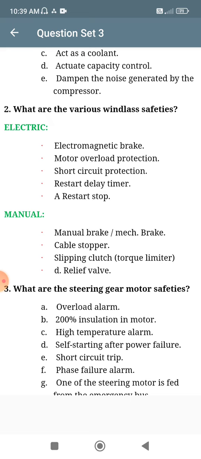And what are the various windlass safeties? We can see there are two types of safety: electrical safety and manual safety. Electrical safety includes electromagnetic brake, motor overload protection, short circuit protection, restart delay timer and restart stop. Manual protections are manual brake or mechanical brake, cable stopper, slipping clutch or torque limiter, or relief valve. These are the various windlass safeties.